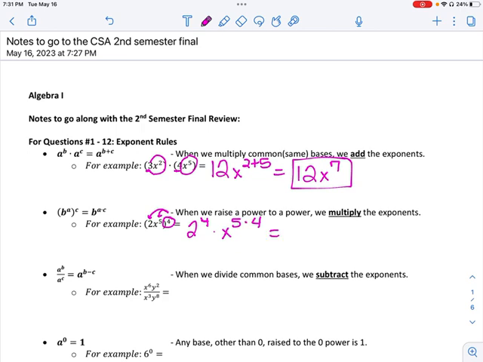Okay? So we start off and we go 2 to the 4th. So 2 times 2 is 4, times 2 is 8, times 2 is 16. x to the 5 times 4 gets me x to the 20th. So that would be our simplified expression. This next one is dealing with, what do we do if we divide common bases? So if we divide common bases, we subtract the exponents.